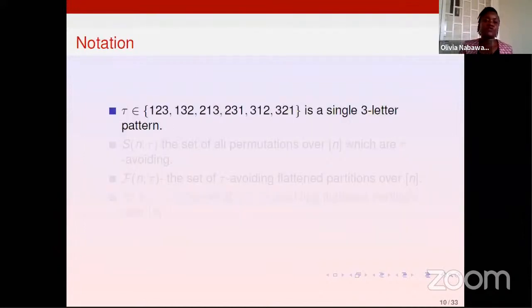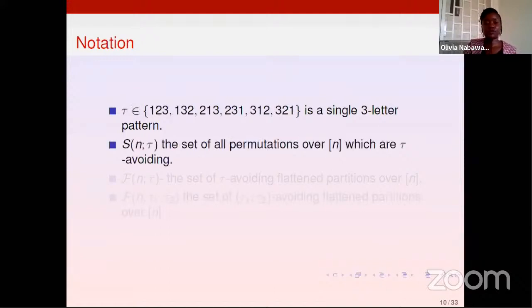Okay, let's move to the notation that I'm going to be using. As in the definitions, tau would denote a single 3-letter pattern. Because we are looking at a pattern of length 3, that means you are basically considering an element of the symmetric group S3, and we have 6 such elements from that group. Then S_n(tau) would denote the set of all permutations over n avoiding a pattern tau.